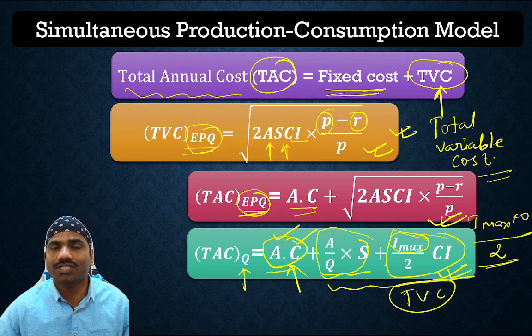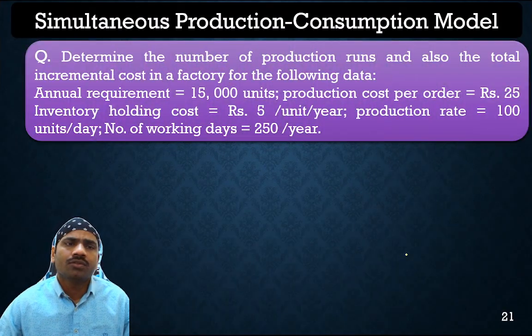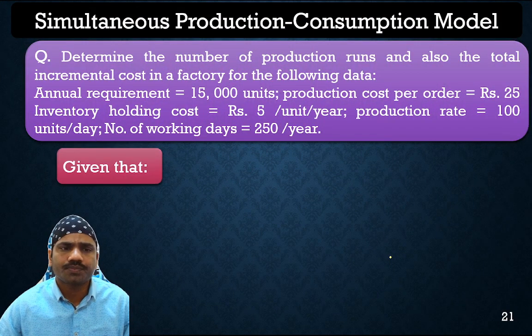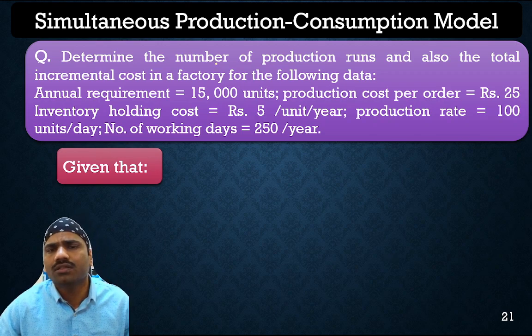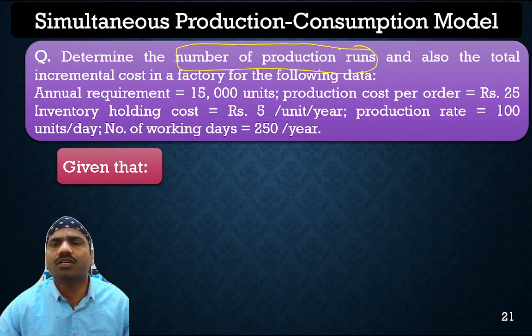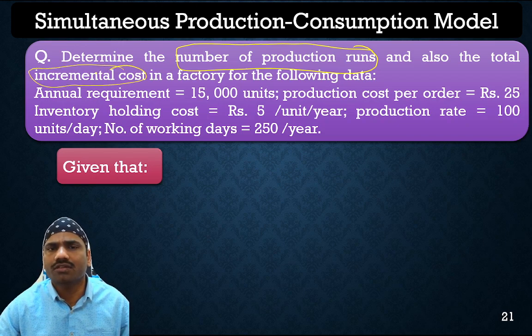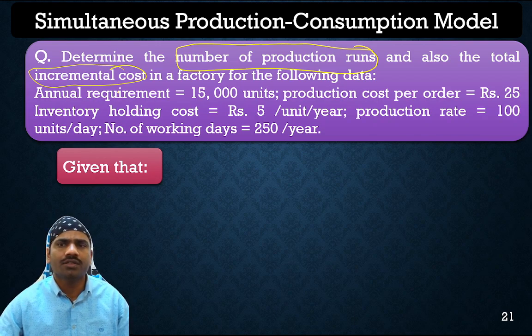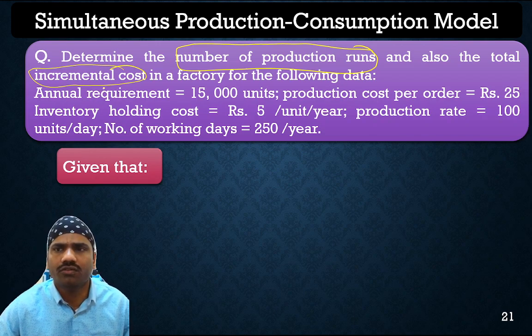Next we will talk about one question, and this is the question. We have to find the number of production runs, that is, how many times we are going to produce, and also the total incremental cost in a factory for the following data. So we have to find the total incremental cost, meaning total variable cost, and the number of production runs.